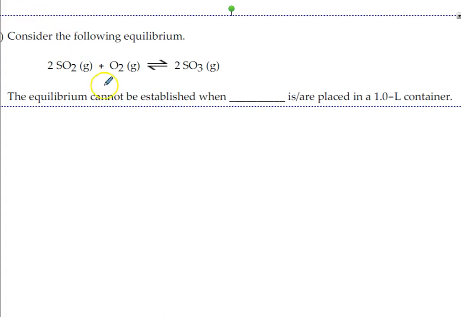Consider this: the equilibrium cannot be established when blank is placed. Interesting. I wonder what I'm even asking there. I'll have to check that one out.